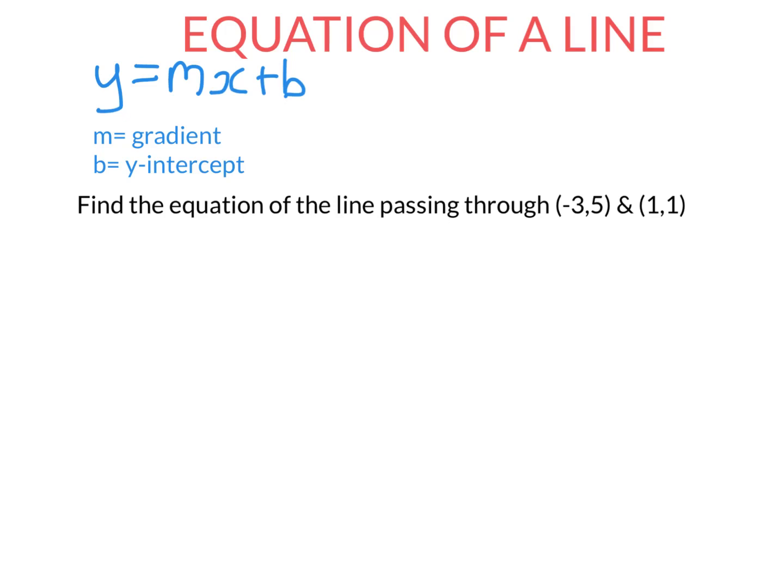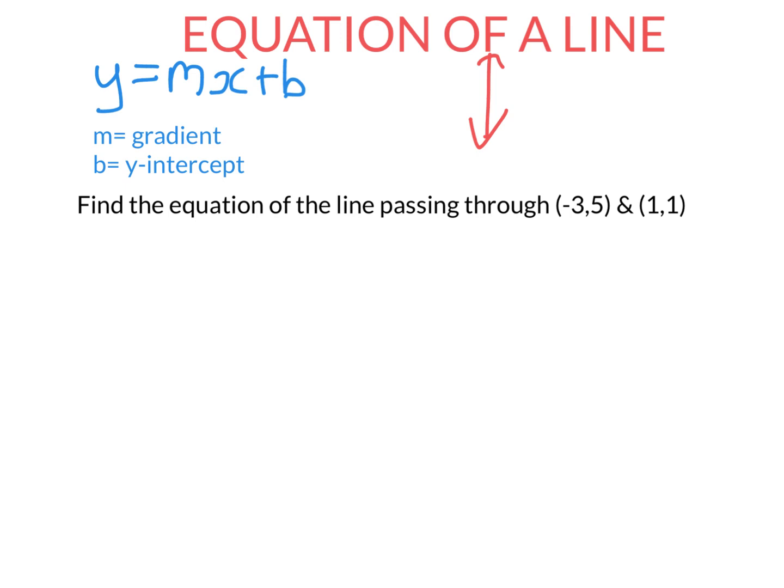Thank you so much for tuning into this video in which we will find the equation of a line. So we know that almost all lines can have their equation written as y equals mx plus b, where m is the gradient and b is the y-intercept. So if I want to find the equation of a line, we're just going to find the gradient first, then find the y-intercept.